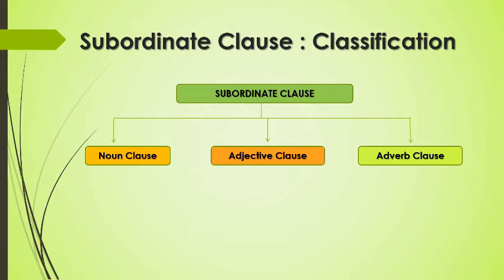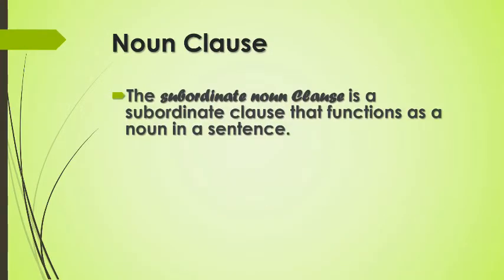A subordinate clause can be classified into three types: noun clause, adjective clause, and adverb clause. Now let us study in detail about these three types of subordinate clause. Noun clause. The subordinate noun clause is a subordinate clause that functions as a noun in a sentence.